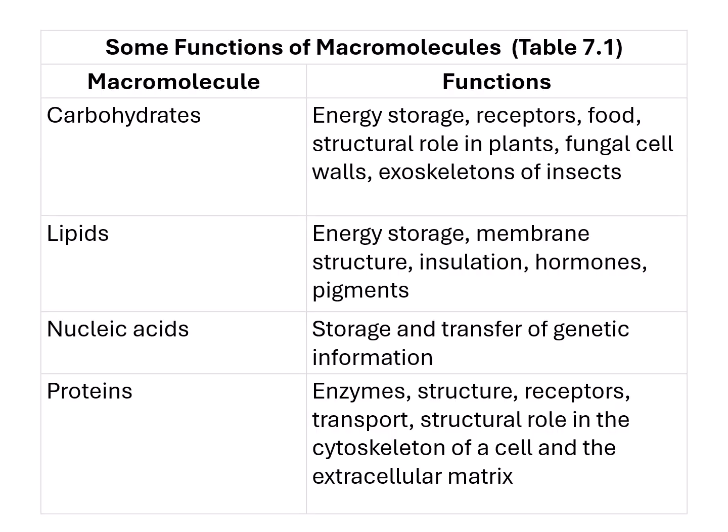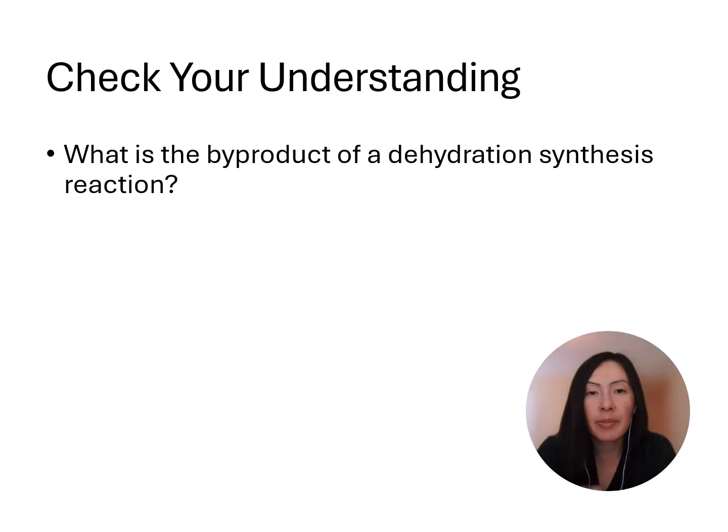Once you finish the entire chapter, I recommend coming back to this table and making sure you can name the types of macromolecules as well as their overall functions. Remember, we're going to talk more about nucleic acids in chapter 10. So that byproduct of dehydration synthesis, remember, was water, H2O. Water is released when monomers are joined to form polymers.